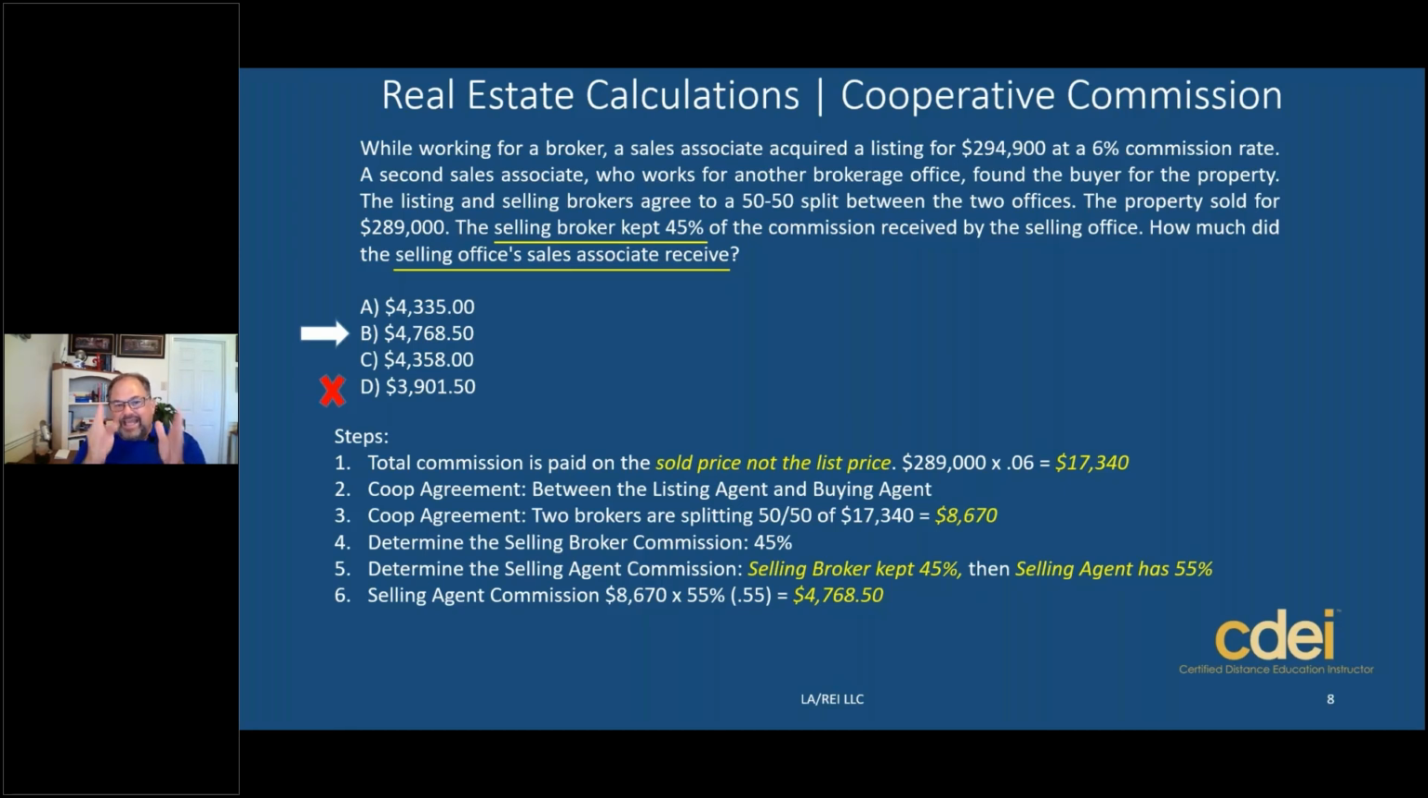And they think that is what's multiplied by 8670. But you've got to go a step further. You've got to figure out that 55% is the selling office sales associate's percentage that's going to be received. Not 45%, but 55%. So that gives you a whole different answer.